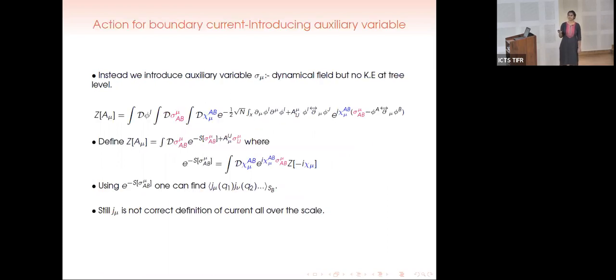So for that purpose, we will use an auxiliary variable. It's a dynamical field, but with no kinetic energy at tree level. This is just writing the partition function.